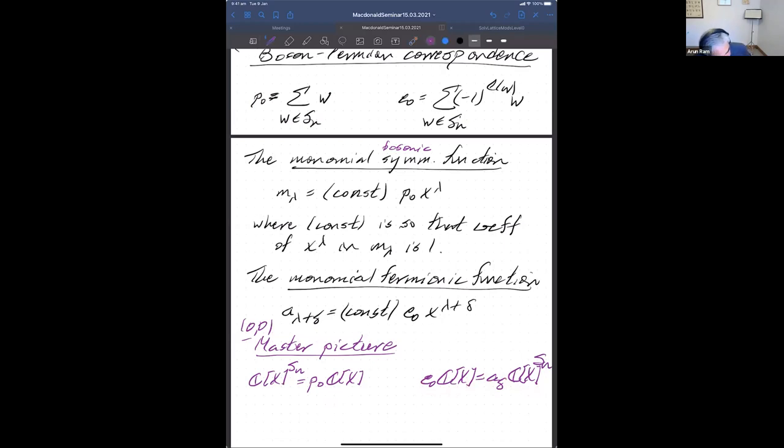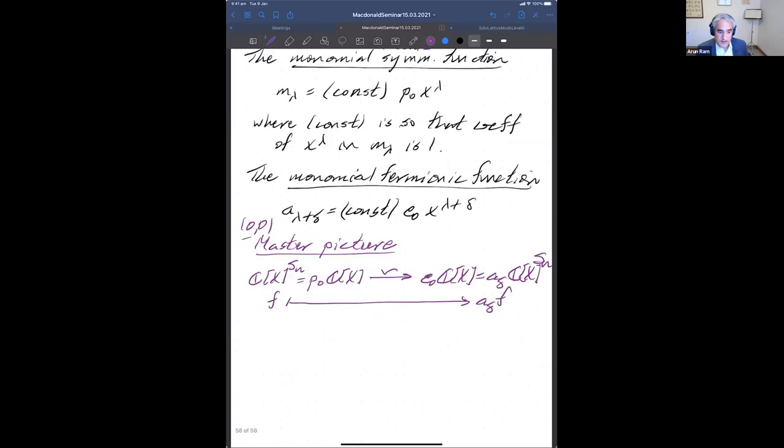Now the amazing thing is that these two vector spaces are isomorphic by a very simple isomorphism. You just multiply by the Weyl denominator, by the Vandermonde. That makes the bosonic space, the symmetric functions, and the fermionic space isomorphic. Of course, here I have my favorite basis m_lambda, and here I have my favorite basis a_{lambda+delta}. These were the easiest possible things to construct: I take the symmetrizer and apply it to a monomial, which produces the fermionic guy, and for the bosonic one, the monomial symmetric function.